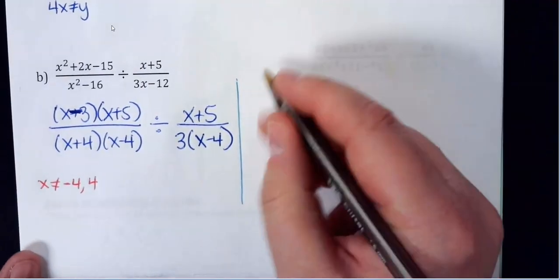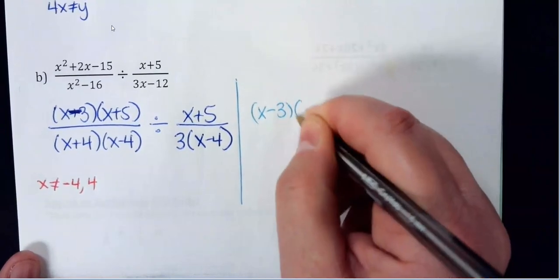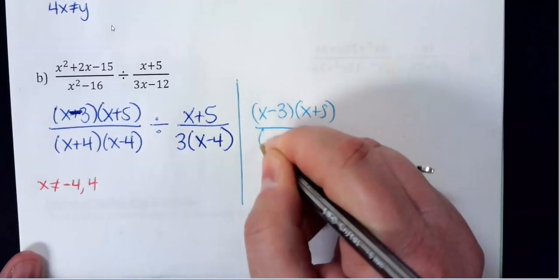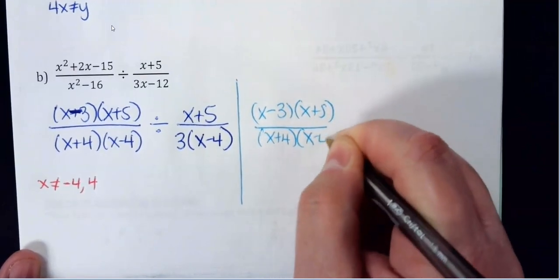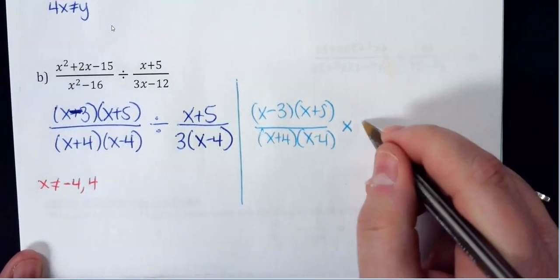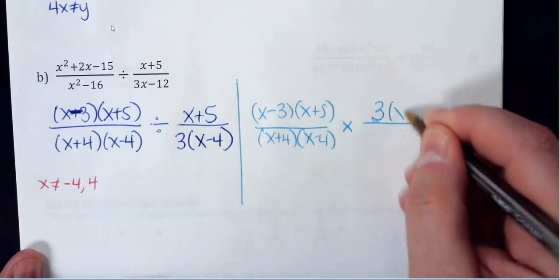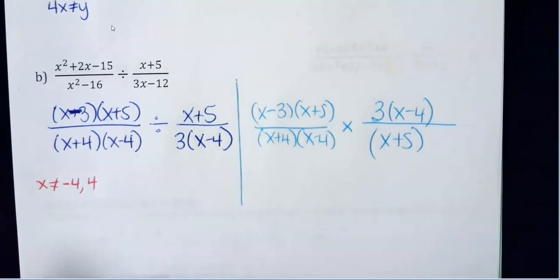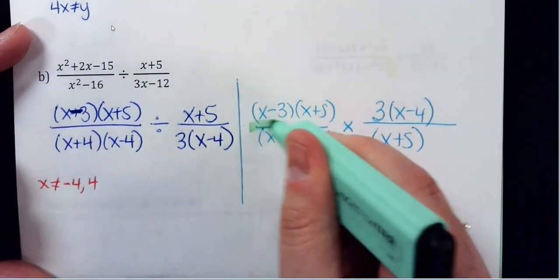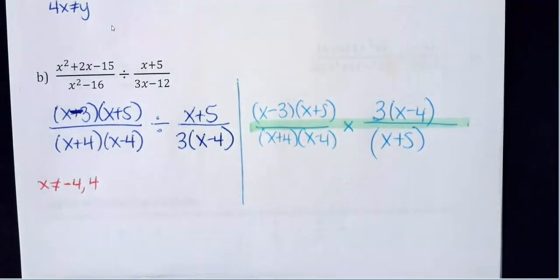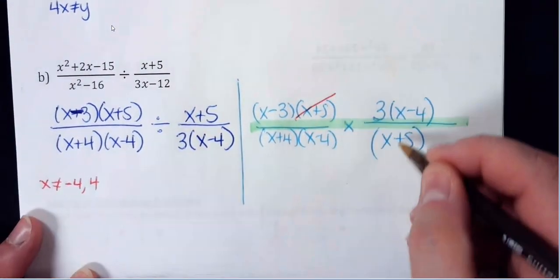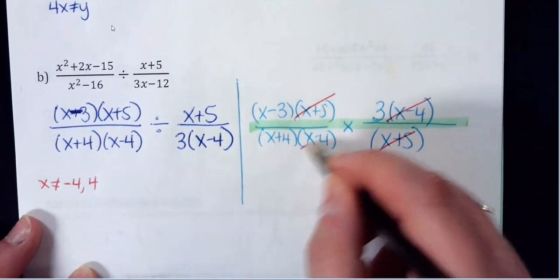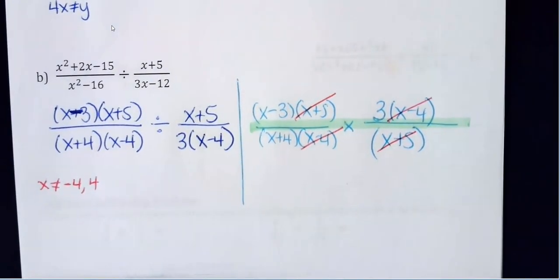Okay, now I'm going to do my keep, change, flip. So I had this x minus 3, x plus 5. We had x plus 4, x minus 4. And then I'm going to change that division to multiplication. Flip this guy over: 3 times x minus 4 and x plus 5 on the bottom. This is just one giant multiplication question now. So if anybody matches on the top or bottom, we can cross it out. So x plus 5 here, x plus 5 here, x minus 4 here, x minus 4 here, and then nothing else matches.